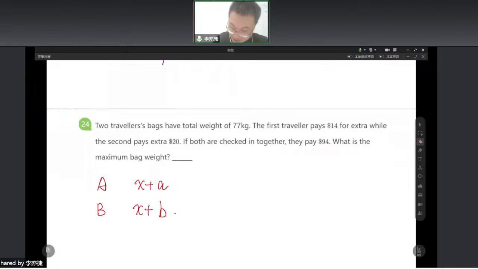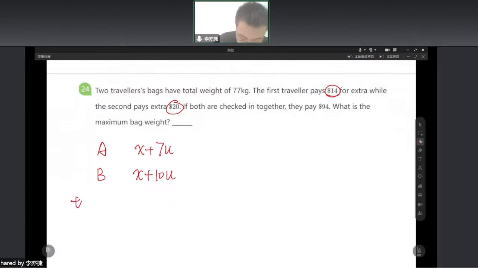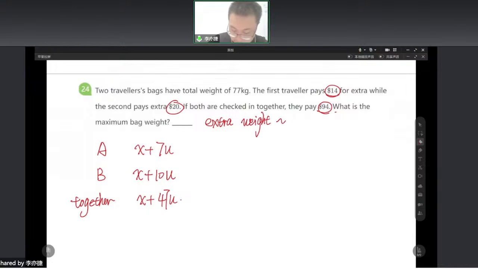So they pay $14 and $20, so it's 7 to 10. We name this one x plus 7u, and this one x plus 10u. So altogether, they have x plus 47u, just the extra weight, referring to the price they paid, right?